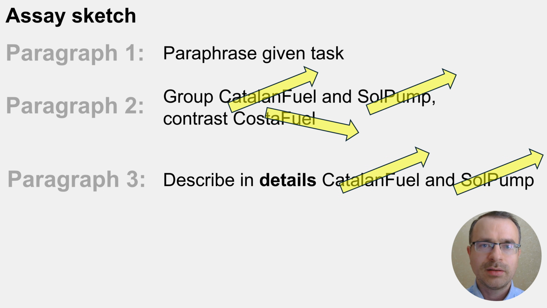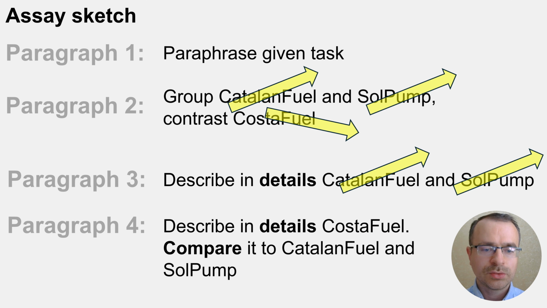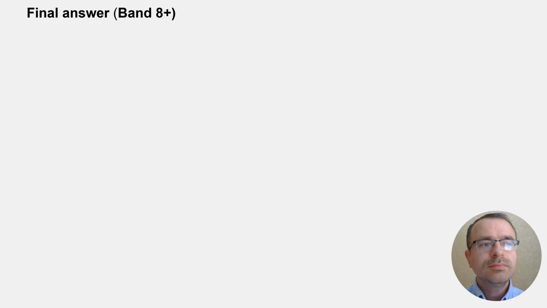For paragraph 3, we're going to describe Catalan Fuel and Salt Pump in detail. We're going to provide a lot of numbers. And in paragraph 4, we're going to also describe the Cost of Fuel in detail and compare it to the Catalan Fuel and Salt Pump. So here is the sample of the band 8 answer.